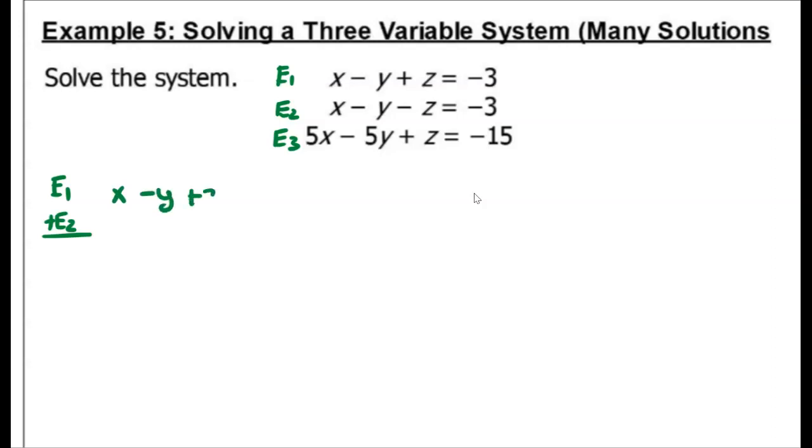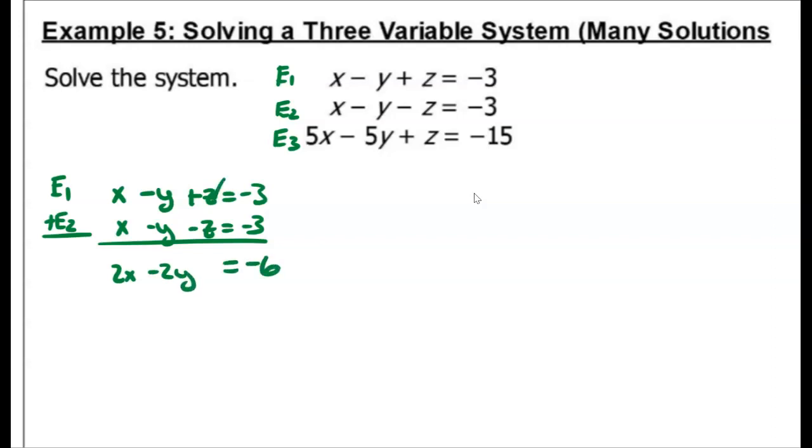So I have x minus y plus z equals negative 3. X minus y minus z equals negative 3. So that creates 2x minus 2y equals negative 6. We are now calling this equation 4. Okay, we need to use two other equations to also eliminate z to make an equation 5.